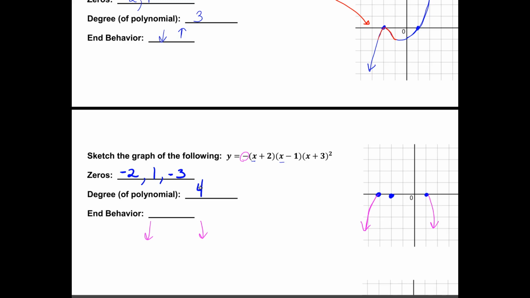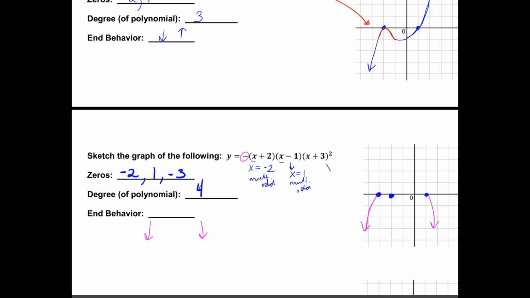What's going to happen at the 0, x equals -2? It's going to go through, I know that. This multiplicity is odd, you could say. What's going to happen at the 0 value of x is equal to 1? It's going to go through because the multiplicity is odd.